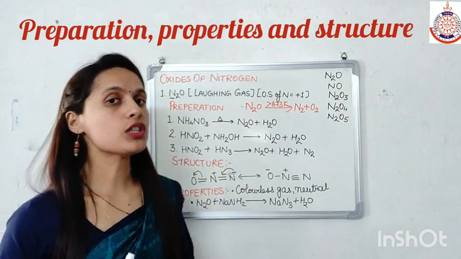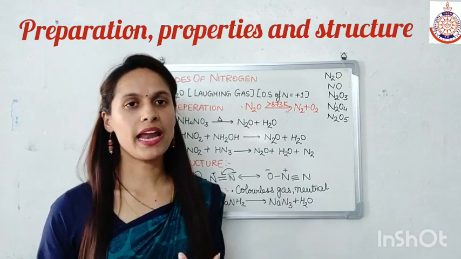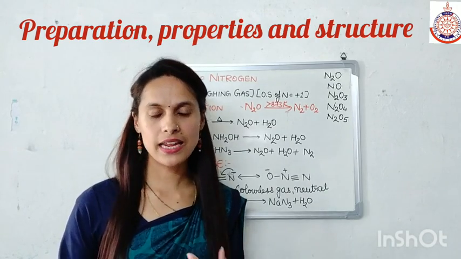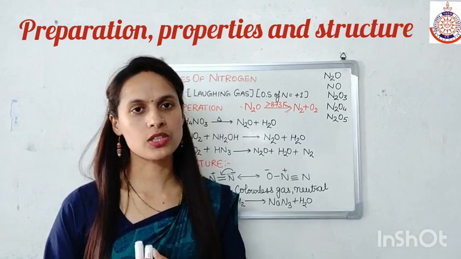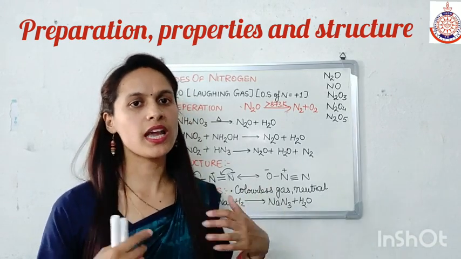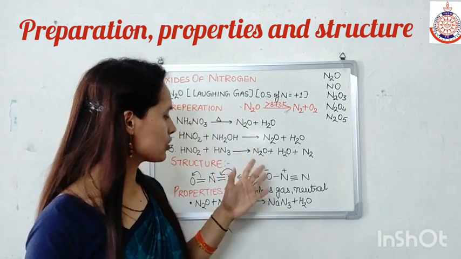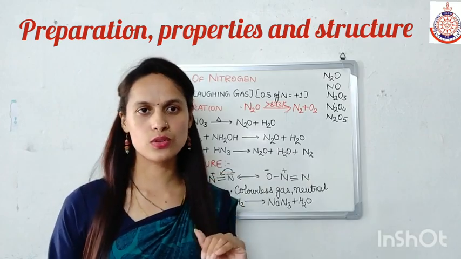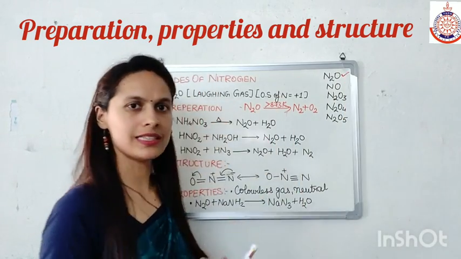Now if I talk about the use of N2O, so N2O is used by the dentist as an anesthetic for minor operations, not major operations. If they are doing a minor operation, they'll use this compound as an anesthetic agent. So these are the preparation, properties, structure, and uses of the first oxide, that is N2O. So N2O is done by us.